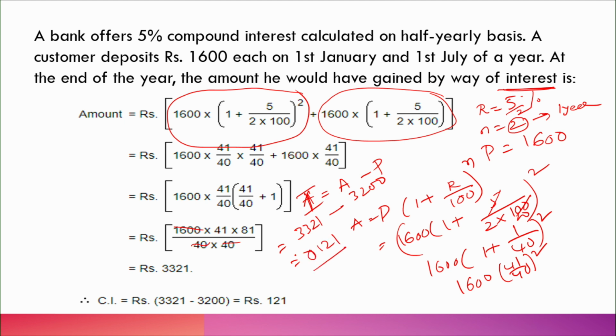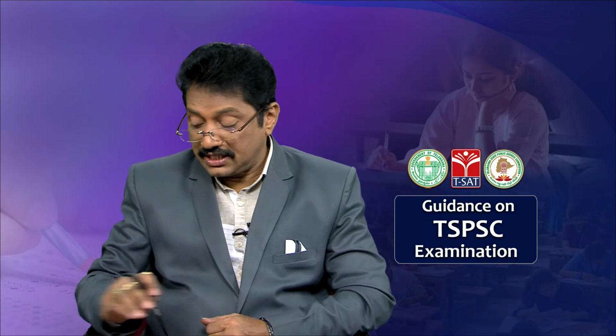121 rupees. So the interest gained by the person who deposited 1600 on the 1st January and one more 1600 on 1st July at the rate of 5% interest rate, he will get 121 rupees. Like this, you have to write the solution, then you will get the full marks for it. Okay, I understand it. Now, we will see the next question.